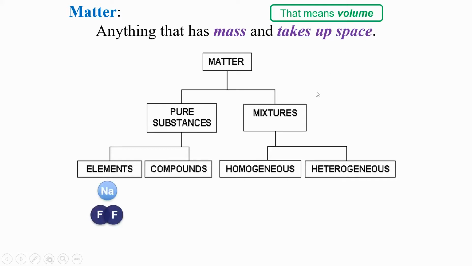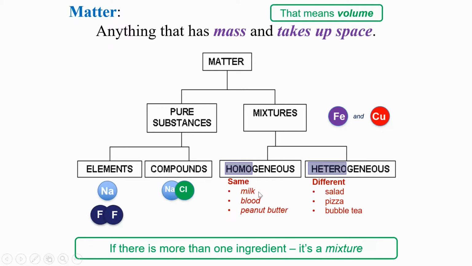So here we have elements, compounds, and then we have homogeneous and heterogeneous mixtures. Don't worry too much about that for today. We're just going to keep on going. You can read over this if you like, but it's just going over different types of matter: elements, compounds, mixtures that are all the same, or mixtures that are different, like a salad.